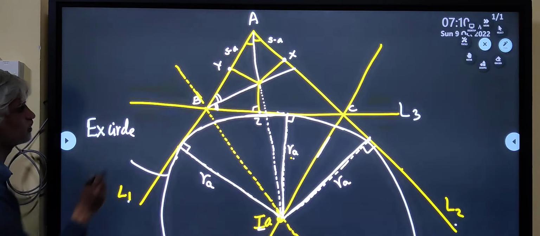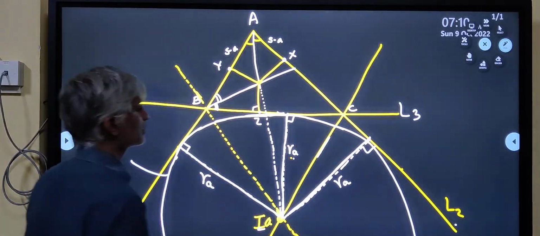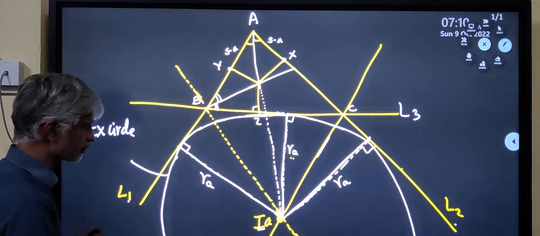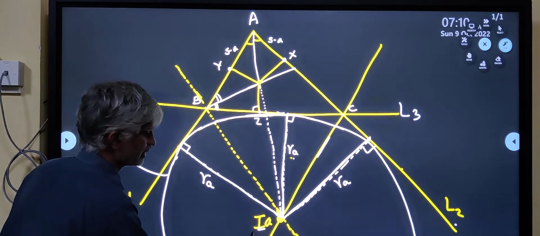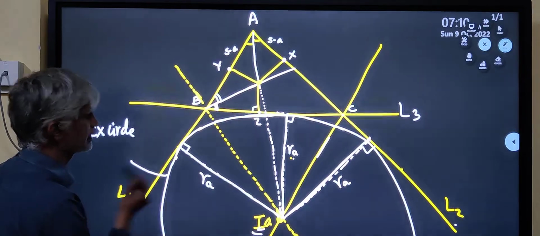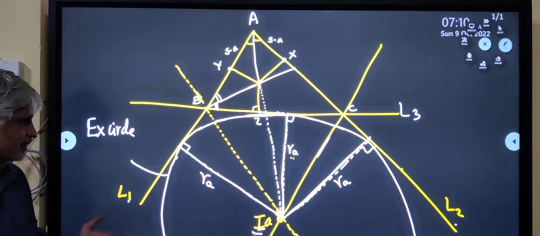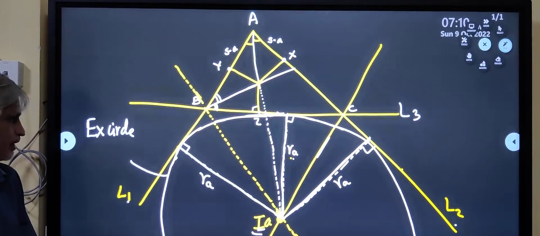By symmetry, you will also get an excircle opposite the vertex C, and another excircle opposite the vertex B. And right now we are looking at the excircle opposite the vertex A, and that is why it has been named IA as a center with radius RA. So with this picture here, we'll be able to write down one or two nice interesting formulae.